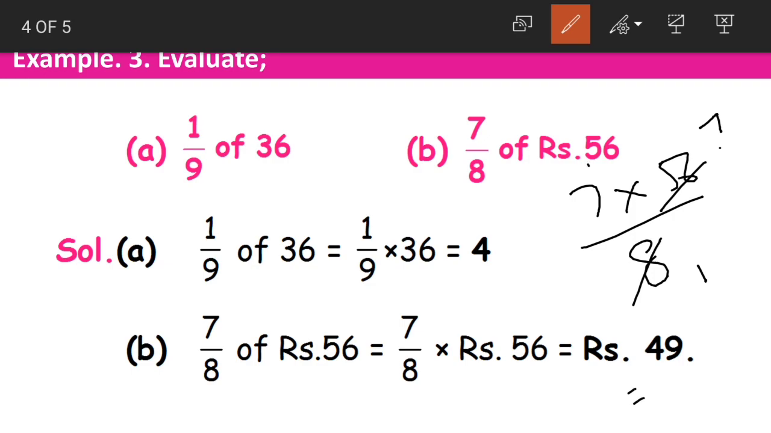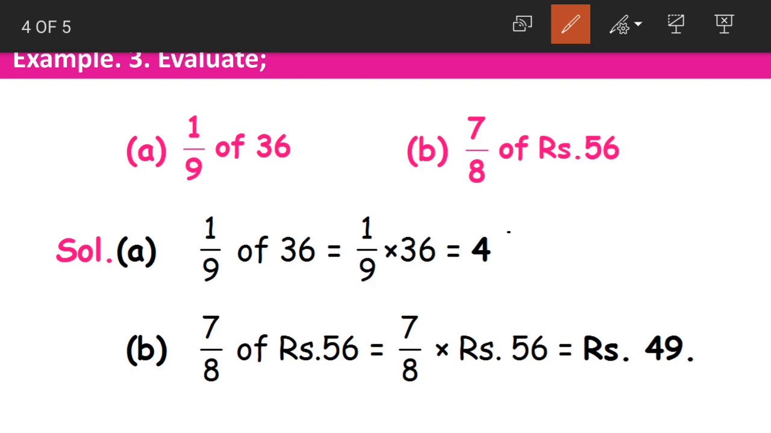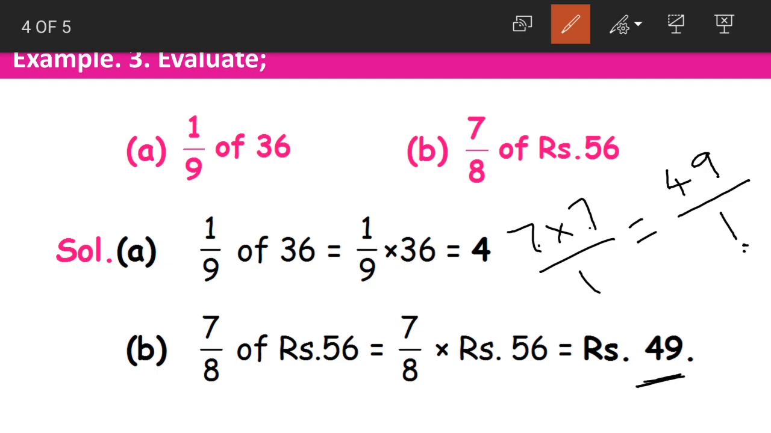Now what is left in the numerator? We have 7 into 7. 7 into 7 divided by, we have 1 in the denominator. So divided by 1. Now what is 7 into 7 equal to? 7 sevens are 49. Yes, 7 into 7 by 1 is equal to 49 divided by 1. Yes, students, now any number divided by 1 will be equal to what? It will be equal to the number itself. So 7 by 8 of 56 rupees is equal to 49 rupees. Clear, students? "Of" is nothing but multiplication here. Clear? I hope this was clear.